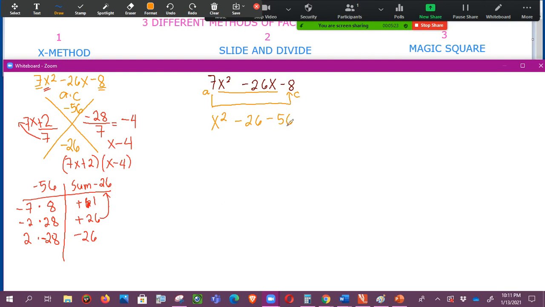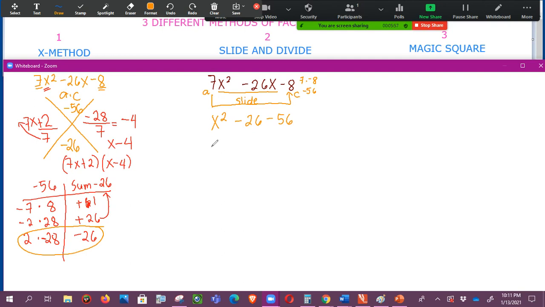Where did I get 56? Again, we slide A to C and we multiply them together. That is 7 times negative 8, which gives us negative 56. Next, same process as I said: you need to think of factors of negative 56 that will make a sum of negative 26. And earlier, we found that it is 2 and negative 28.